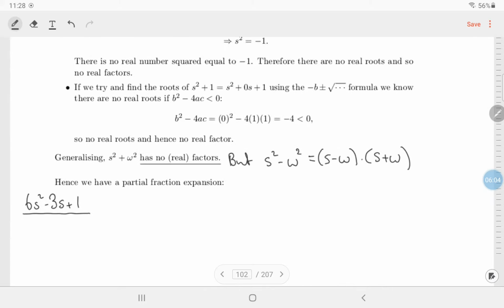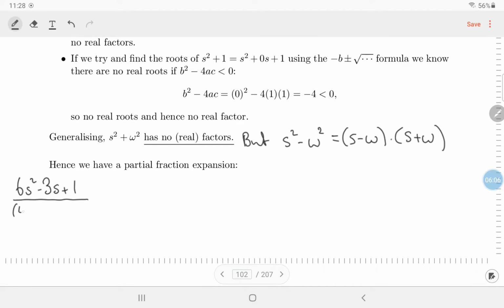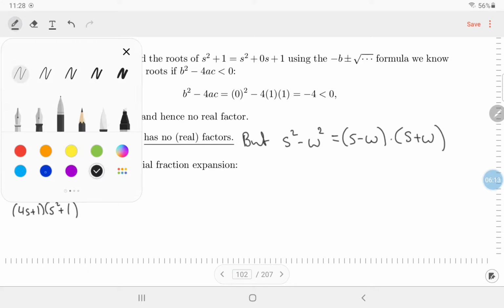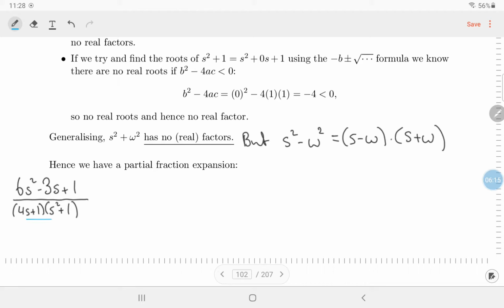divided by, I think it was 4s plus 1 times s squared plus 1. So you can't factorize any further. You look at the rules now. So this is a rule 1, but this is a quadratic and s squared that can't be factorized anymore. It's a rule 3.